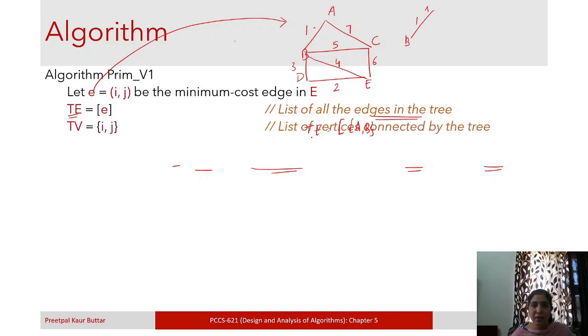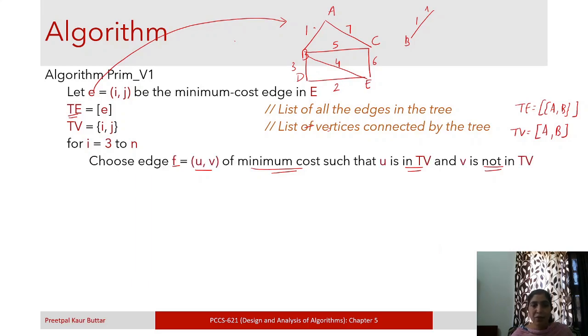Sorry, let me write it here. TE will contain the edge connecting A comma B, and TV will contain the vertices A and B, right? And now we will start from 3 to n, right? In this example we will do this for vertices D, E and C, right?